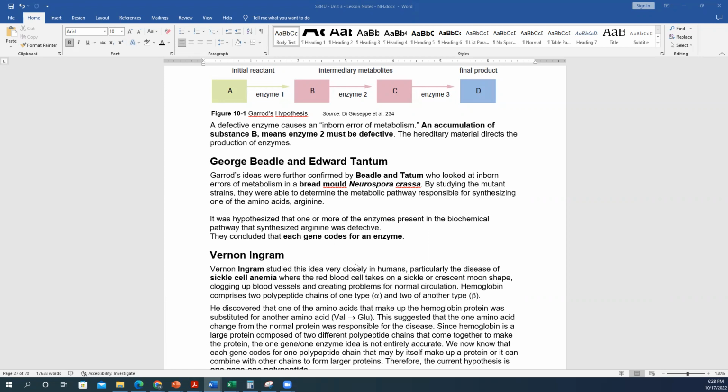And so they were able to find out that one or more of the enzymes that were present in that biochemical pathway towards the synthesis, the making of the amino acid arginine, were defective. So they were able to actually show that. So they took this idea of Garrett's one step further, and they showed that each gene, in fact, does encode for a certain enzyme, and that if you have a gene defective for an enzyme involved in, for example, the synthesis of arginine, then you are going to have that type of mutation leading to an arginine deficient strain.